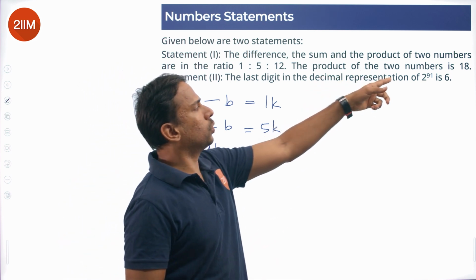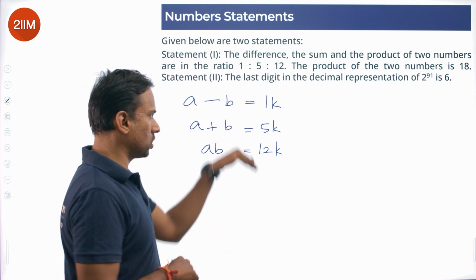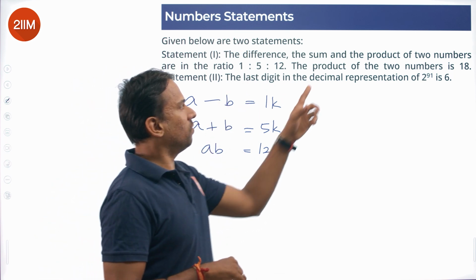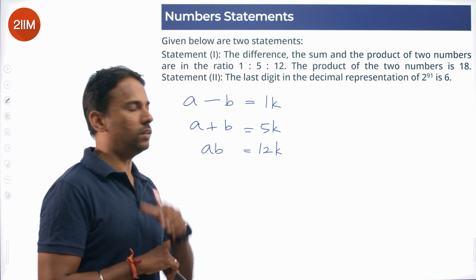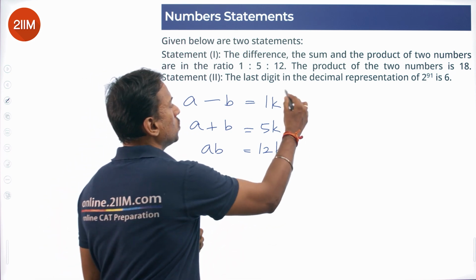It's given the product of the two numbers should be equal to 18. We'll have to check whether that is true. If this is a true condition, then we have to check whether the product is 18. We'll check that. Okay, fine. So we'll have these two equations first.